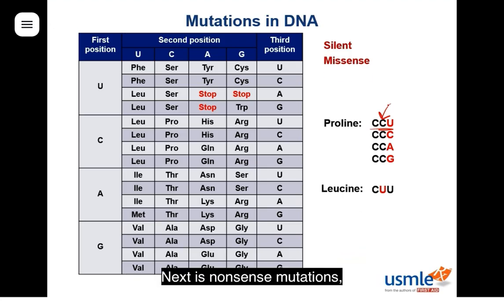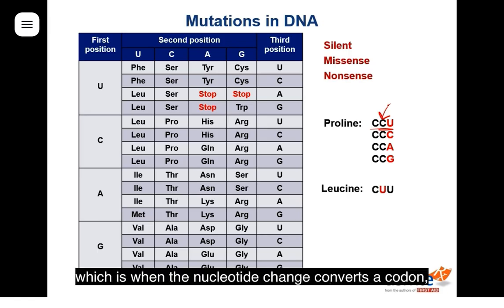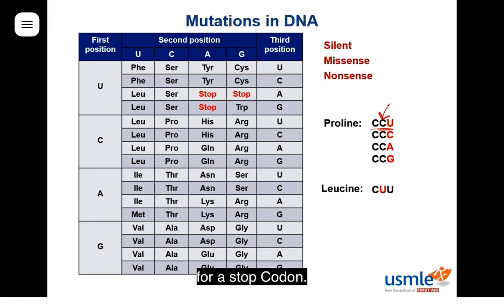Next is nonsense mutations, which is when the nucleotide change converts a codon that codes for an amino acid to one that codes for a stop codon.